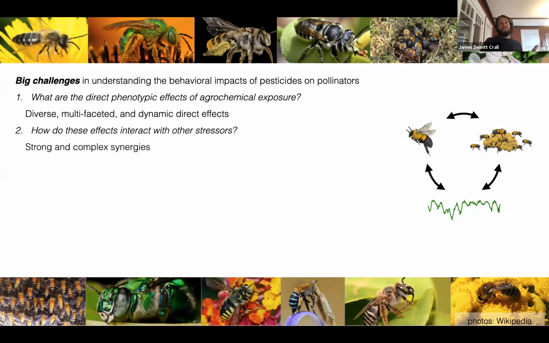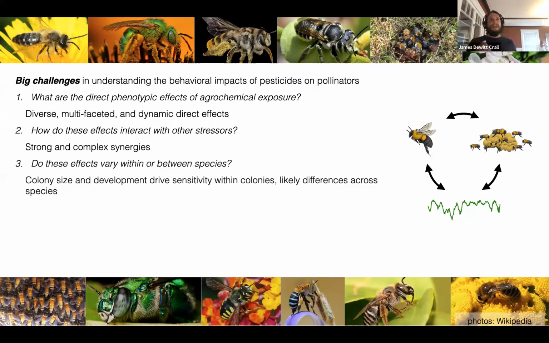We also find evidence for strong and complex synergies between single exposures and additional stressors like temperature, and also evidence that in this case, at least, colony size and development do drive sensitivity to these stressors, which could have implications for the timing of exposure. It might mean that in bumblebees, April early season exposure is more important than July or August exposure, and also supports this idea that solitary bees may be more sensitive than social bees.